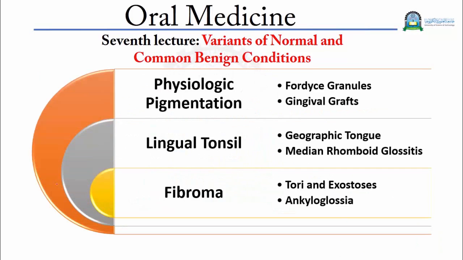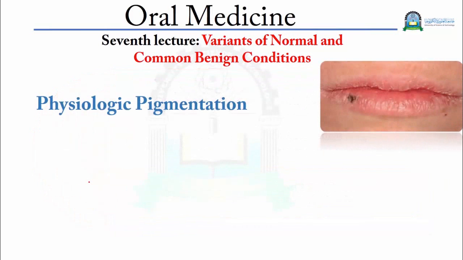We will talk about some of the common benign conditions and variations of normal in this lecture, starting from physiological melanin pigmentation and Fordyce granules, gingival grafts, lingual tonsils, geographic tongue, median rhomboid glossitis, fibroma as a common benign condition, and also the tori and ankyloglossia. All these common benign conditions and normal variations, we will talk about each one in detail throughout this lecture.